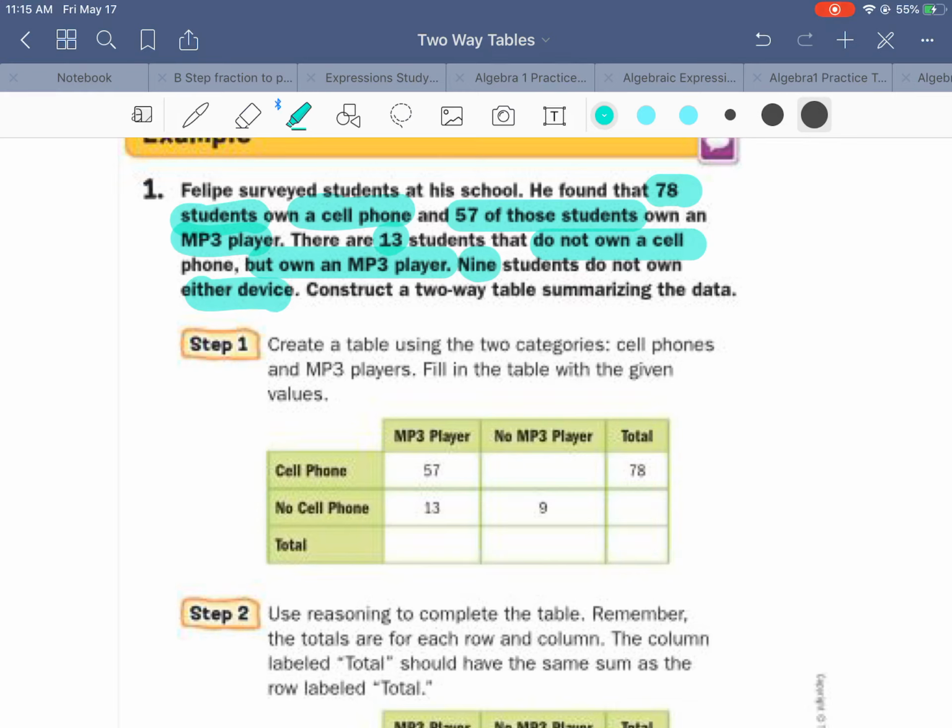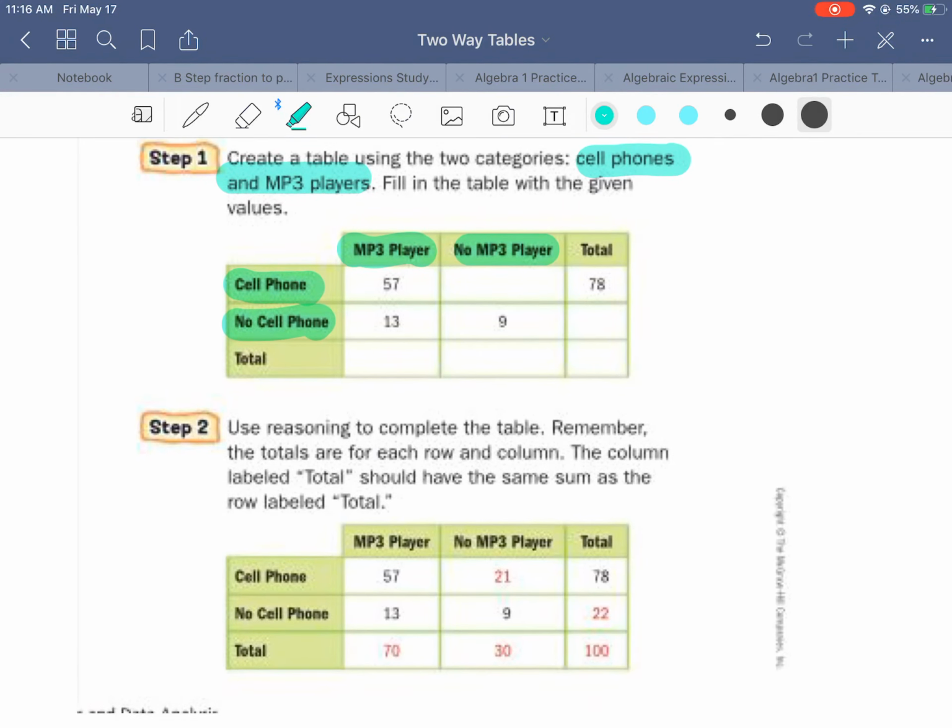So first you create a table using the two categories, cell phones and MP3 players. Those are your titles here. Those are your columns. Fill in the table with given values. Then you want to have cell phone, no cell phone. Then you fill in what you know. Okay, use reasoning to complete the table. Remember, the totals are for each row and column. The column labeled total should have the same sum as the row labeled total.